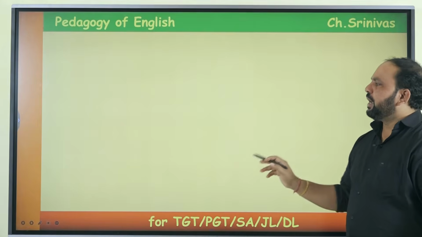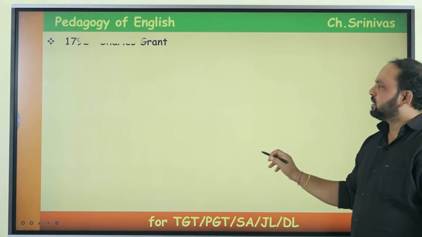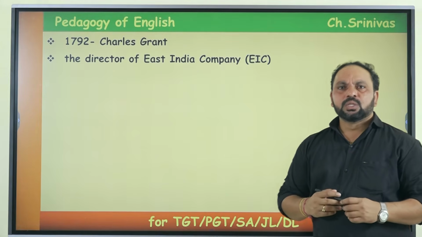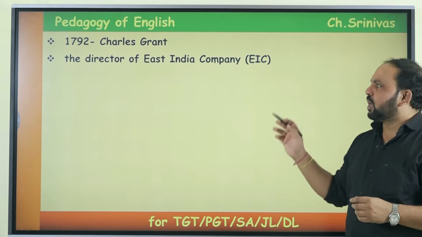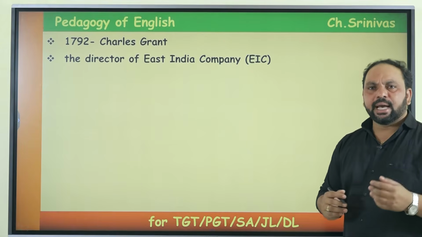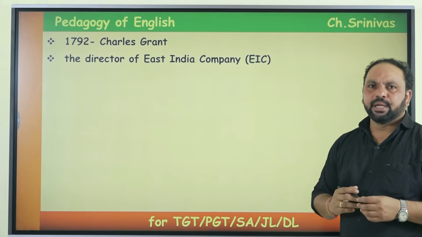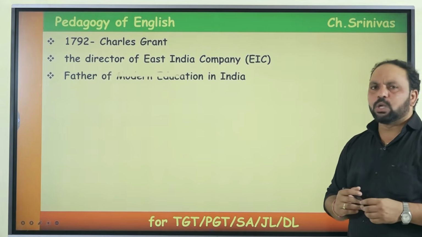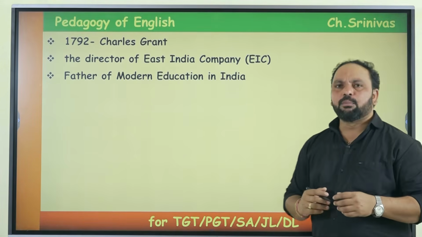And later we need to talk about the things that are related to Charles Grant. Okay, Charles Grant. So we all know who that Charles Grant was. He was the director of the East India Company. Okay, Charles Grant was the director of East India Company, and we also call him the father of modern education in India.